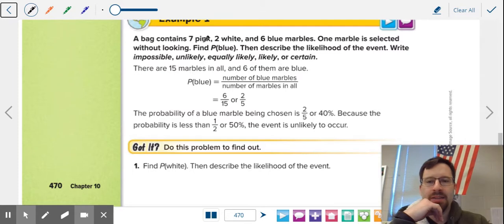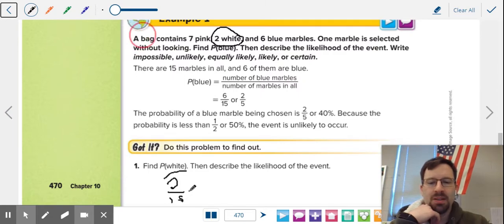We have a bag containing 7 pink, 2 white, and 6 blue marbles. 1 marble is selected without looking. What's the probability of a white? So start up here. How many whites are there? How many marbles? 7 plus 2 is 9. 9 plus 6 is 15. Let's make it a percent by taking it times 100. And I get 13.3 repeating percent. So we're going to round it. You could round it to 13%.